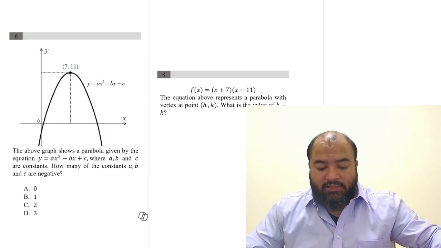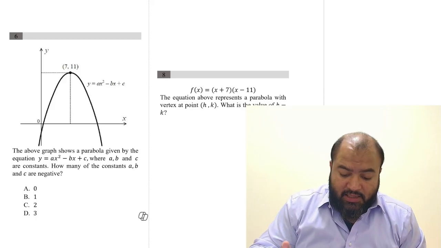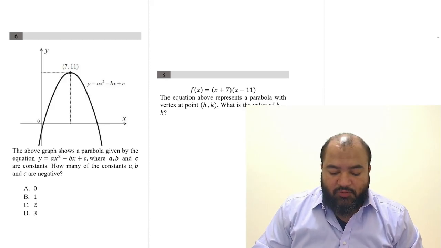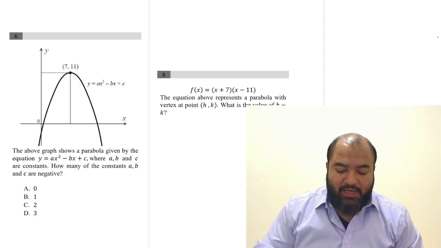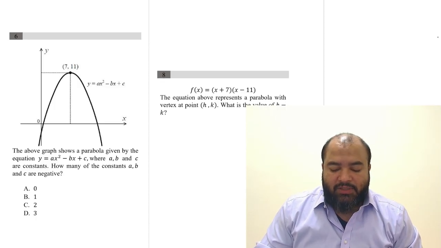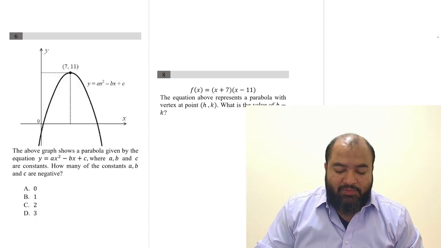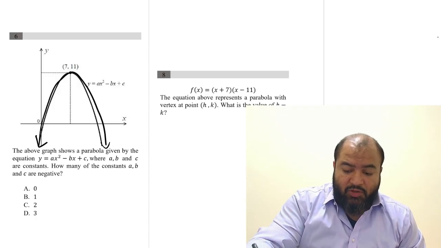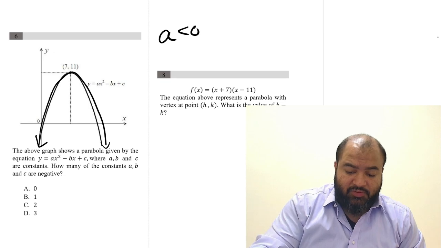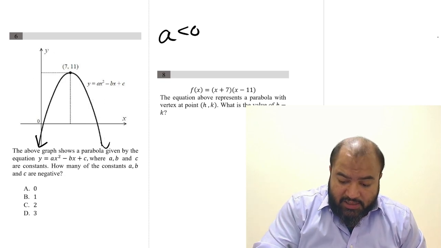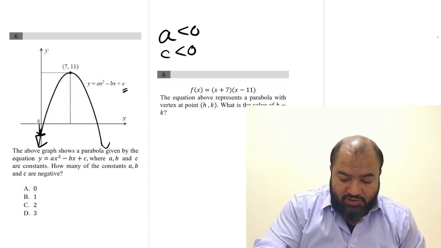Question number 6, it says, the above graph shows a parabola given by the equation y equal to ax squared minus bx plus c, where a, b, c are constants. So how many of these constants are negative, a, b, c? Well, you see the graph is upside down, so a must be negative. That's why it's upside down, otherwise it would be like this. Now, as you can see, c is the y-intercept, that's negative as well. You see, less than 0.